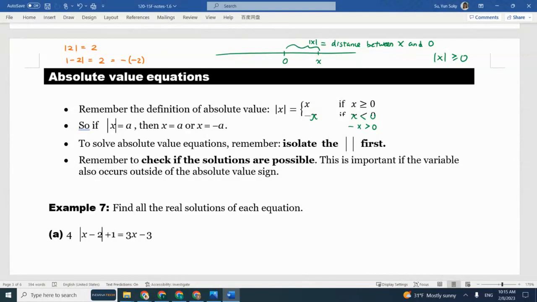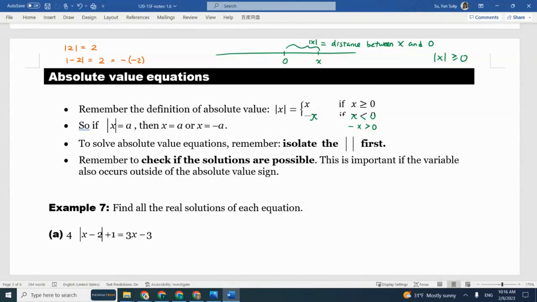Yes. Okay. So therefore, if absolute value of x equals a, then x equals a, or x equals minus a, right? Okay. If I say, oh, absolute value of x is 5, your x could be 5 or negative 5, right? Everybody? Okay. To solve absolute value equations, remember, isolate the absolute value first. And remember to check if the solutions are possible. This is very important because the variable also occurs outside of the absolute value sign.